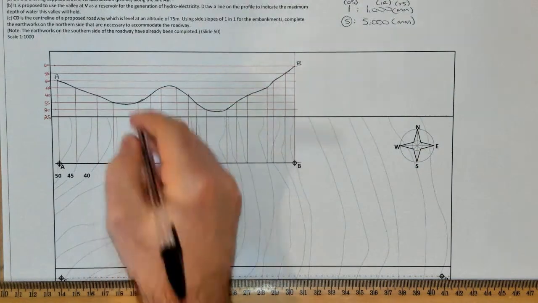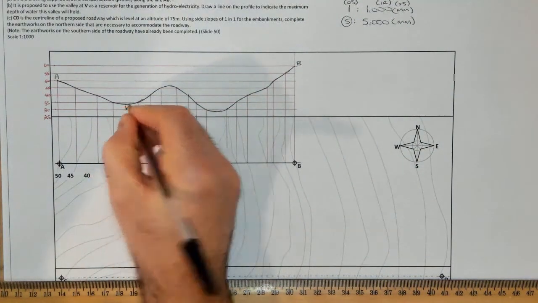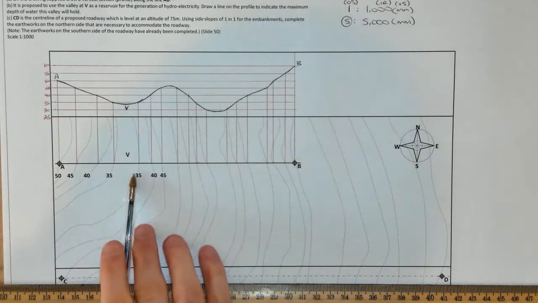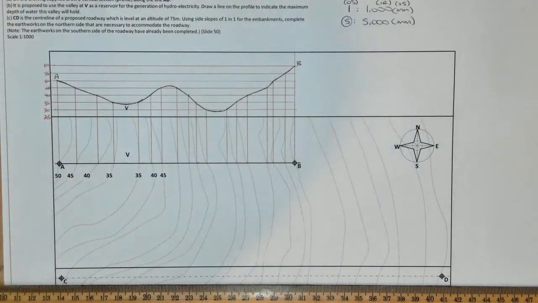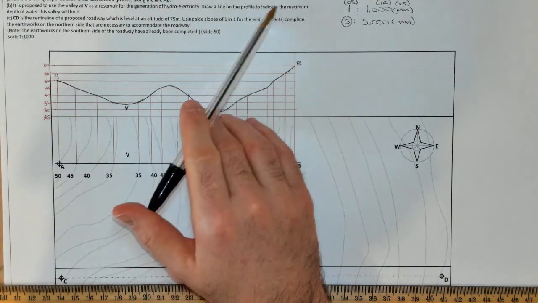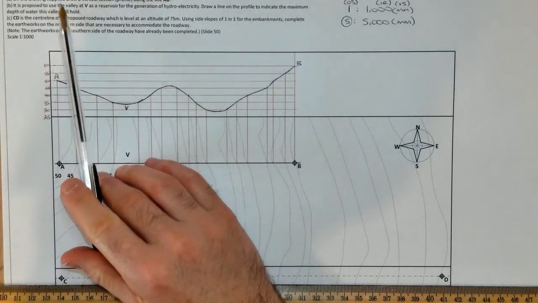Okay, so valley at V, so that's important here. So we've actually got two valleys here. You can see we've kind of got a valley here and we've got a valley here, but we're using the one at V, so it's this one. Okay, as the reservoir for the generation of hydroelectricity. Draw a line on the profile to indicate the maximum depth of water this valley will hold.